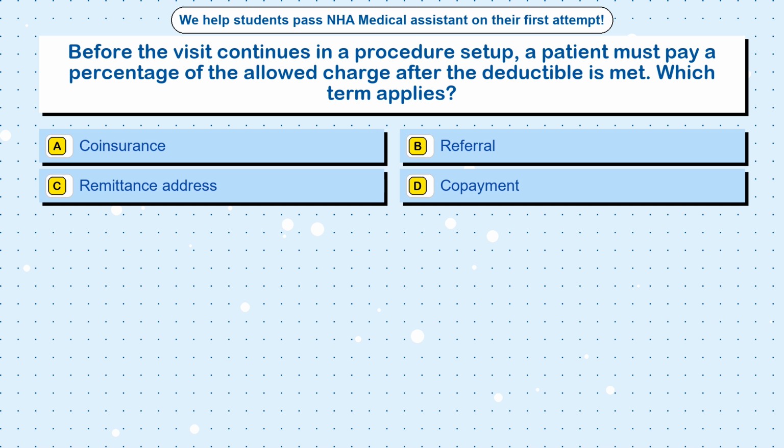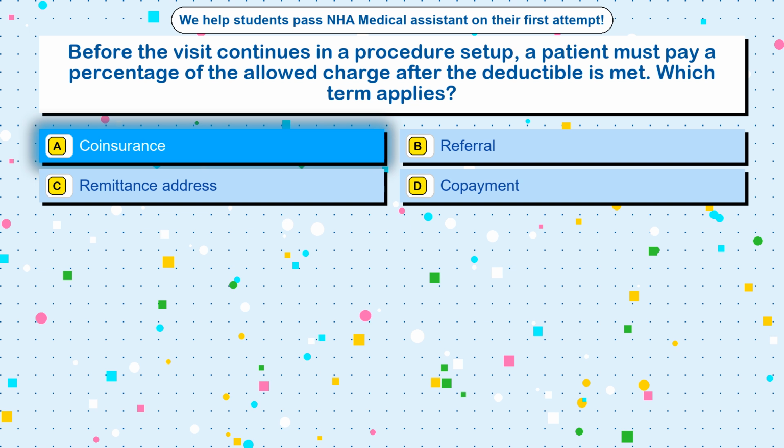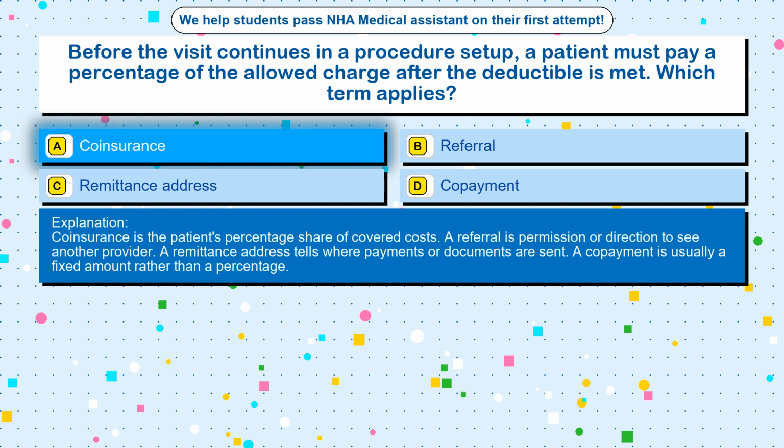Option B, referral. Option C, remittance address. Option D, copayment. The correct answer is option A, coinsurance. Coinsurance is the patient's percentage share of covered costs. A referral is permission or direction to see another provider. A remittance address tells where payments or documents are sent. A copayment is usually a fixed amount rather than a percentage.